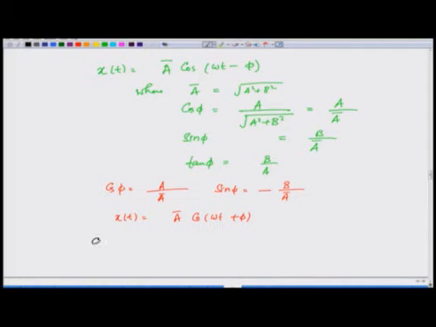Phi, by the way, is known as the initial phase of the motion, because it is really related to the displacement and velocity and everything at time t equals 0.